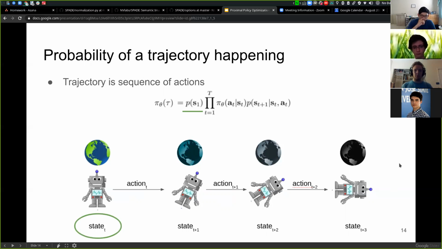Well, first, we start with the probability of the first state. That's just the probability that you wind up in any particular thing at the start. And then we have the probability that you're going to take a specific action given that state, according to your policy network. And then you have the probability that given that action you take, how will the world respond? What will the next state be? State t plus 1. So in order to get the probability of the whole trajectory, you simply multiply all these together. Make sense so far? Cool.